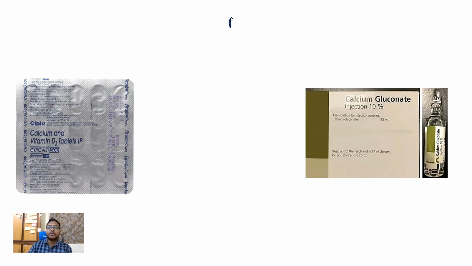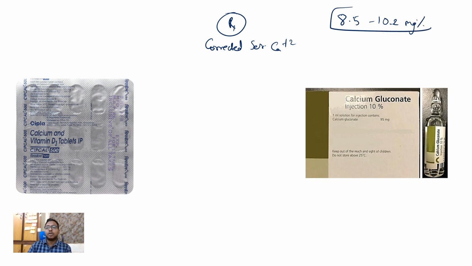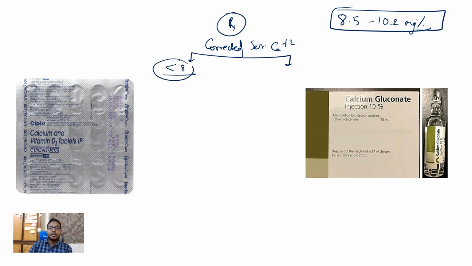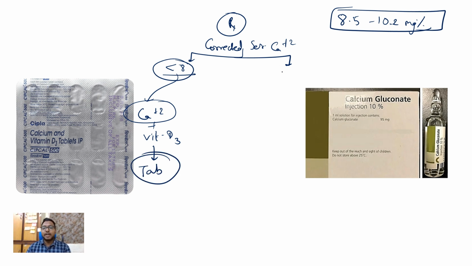Now, how will you treat this? Let's say, for example, corrected serum calcium normal value is somewhere 8.5 to 10.2 milligrams per deciliter. So if the corrected serum calcium is around less than 8, then you can go for supplementation of calcium plus vitamin D3 tablets. One important precaution that you will ask the patient to do is drink more fluids, because there is a chance of constipation. This is a tablet form. Whereas this is for more than 8 milligrams per deciliter, and there are only minor symptoms.